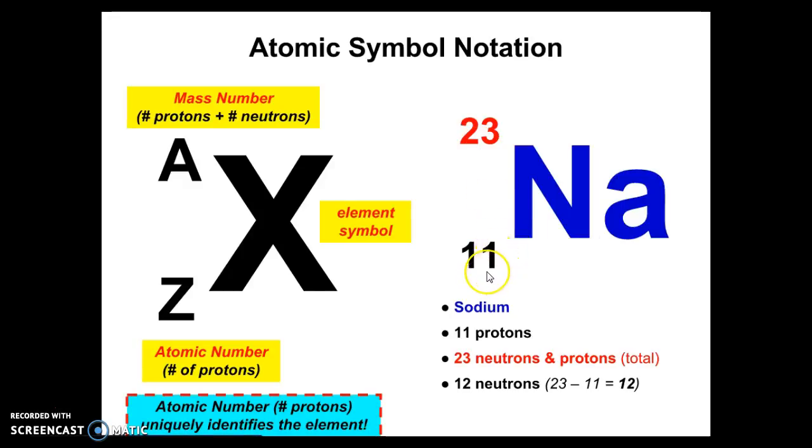All sodium has an atomic number of 11. That's what defines sodium as an element. That atomic number tells you you've got sodium. If it were a different atomic number, it would be a different element and a different symbol.